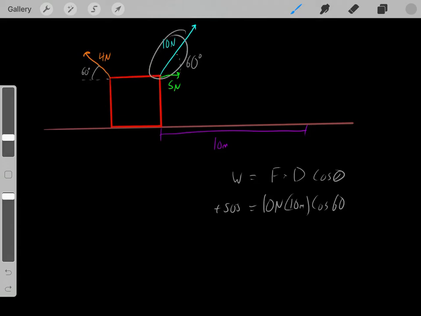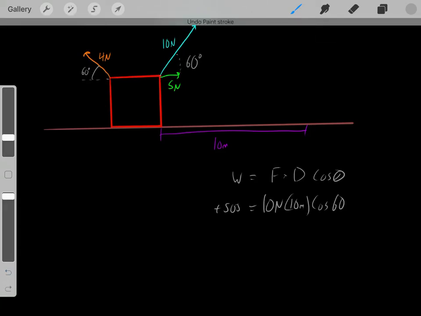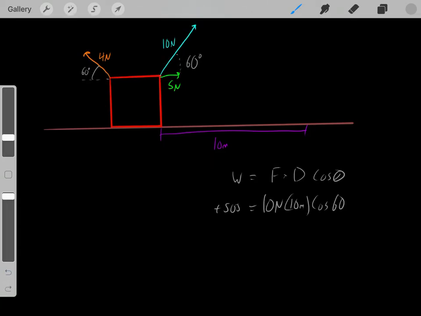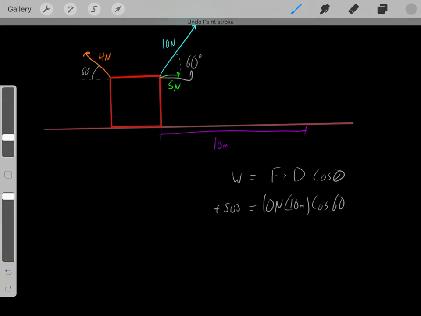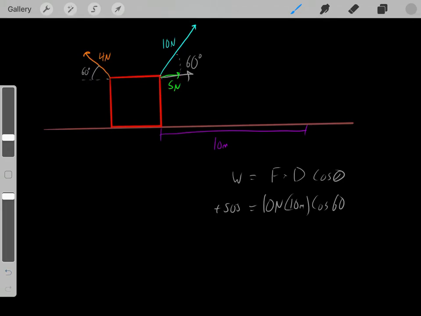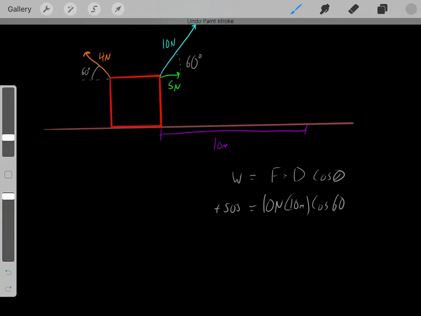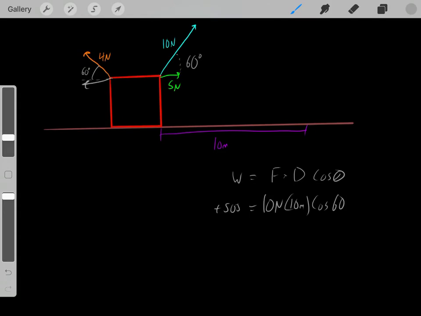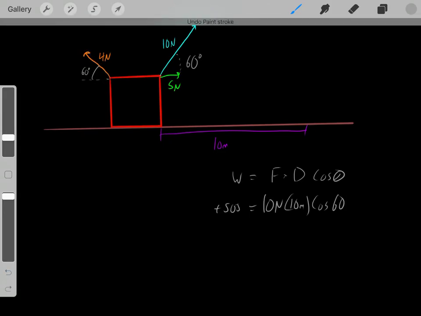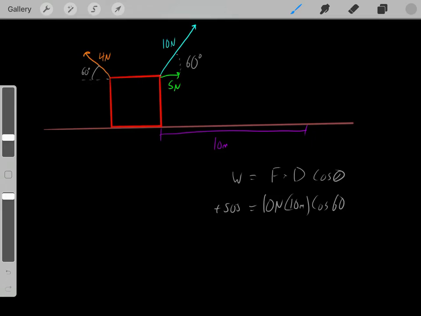Well, again, we can find the positive work that was done by this 10 Newton force because we know this 10 Newton force had some component in the direction of motion, so therefore this was positive work that was done. However, we know this has a component of the force in the opposite direction of motion.